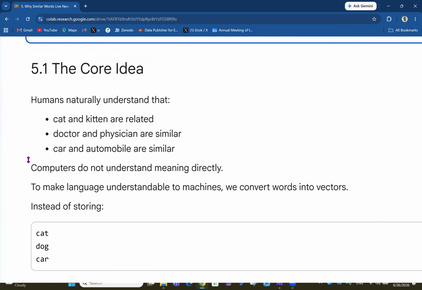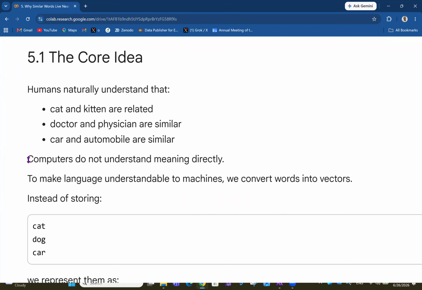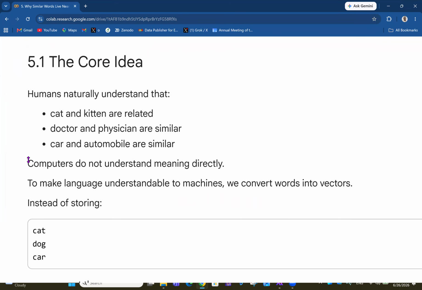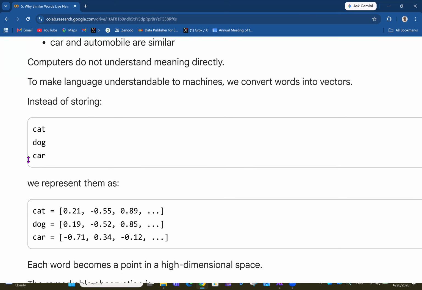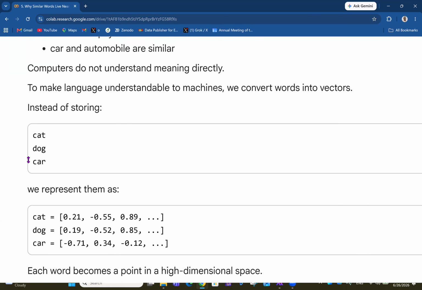So first off, humans naturally understand that cat and kitten are related, of course. Then doctor and physician are similar. Car and automobile are similar too. Computers do not understand meaning directly, unlike humans. So to make language understandable to machines, we convert words into vectors. Instead of storing cat, dog, and car, we represent them as something like 0.21, minus 0.55, 0.89, and so on. So we represent each word in different dimensions.